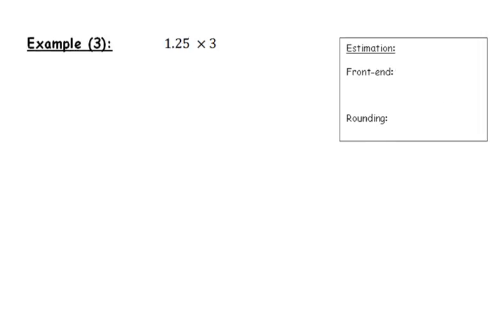Example 3. So the same process again. You can pause the video and try this one on your own. We'll treat 1 and 25/100 as 125 multiplied by 3. So we multiply through by the 3. 5 times 3 is 15. Carry your 1. 3 times 2 is 6, plus 1 is 7. And 3 times 1 is 3.